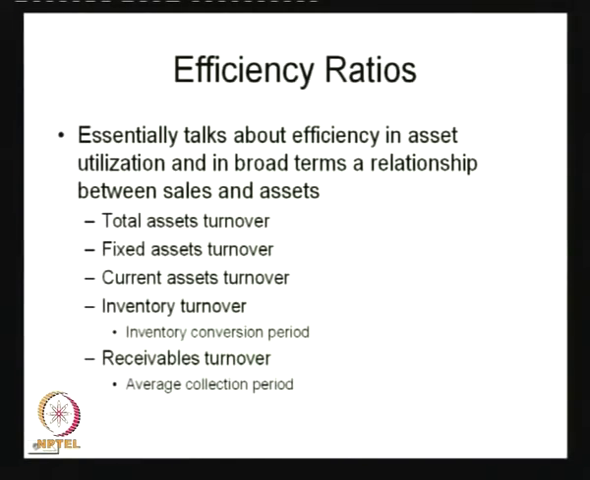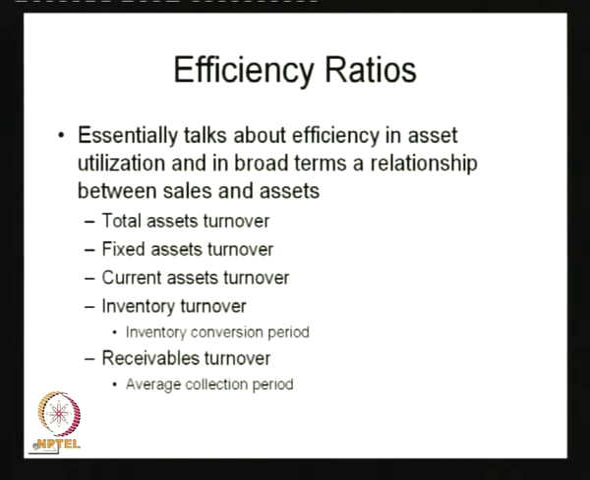So, the higher this ratio is, the better. Any efficiency ratio should always be higher. If the total asset turnover ratio is going up, that means the overall total assets have been utilized very well. So, we have total assets turnover, fixed assets turnover, then current asset turnover ratio, then inventory turnover ratio. As far as these ratios are concerned, we talk about asset utilization efficiency.